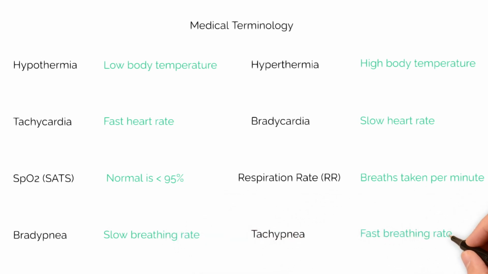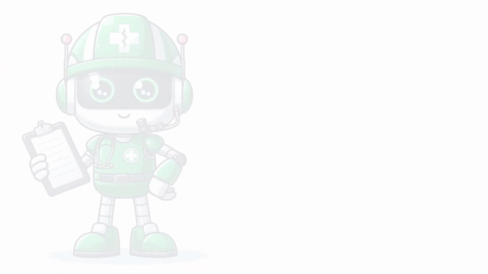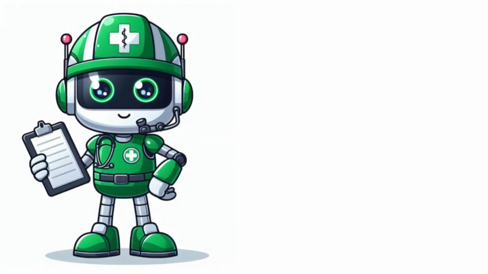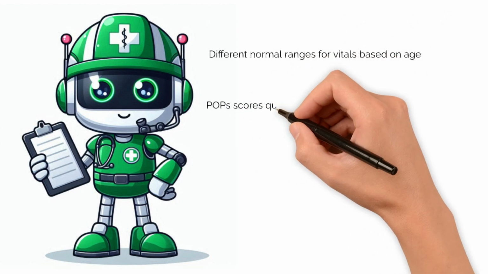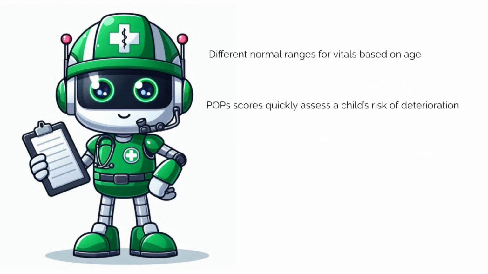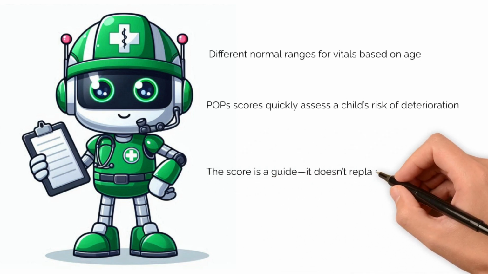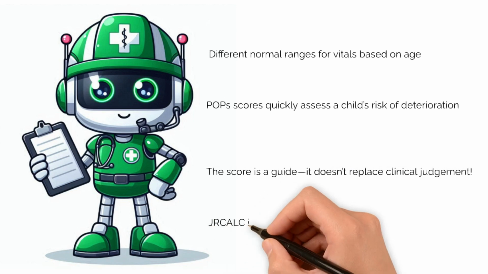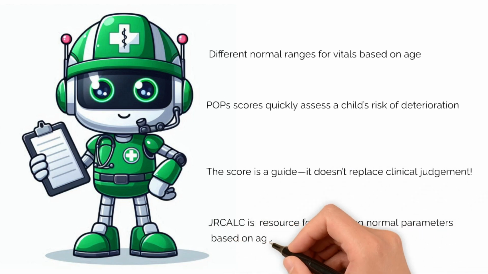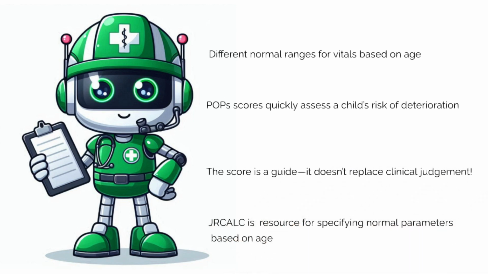Let's quickly recap the key points covered in this video. Pediatric patients have different normal ranges for vitals based on age. The POPS score is essential for quickly assessing a child's risk of deterioration. Remember, the score is a guide and it doesn't replace clinical judgment. JLCalc is an invaluable resource for specific normal parameters based on age.